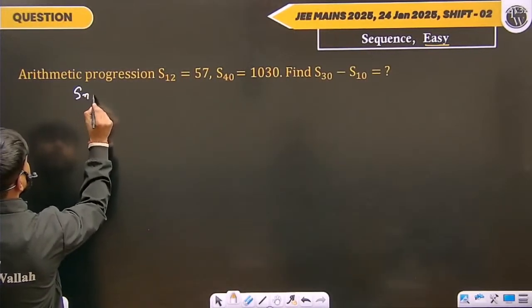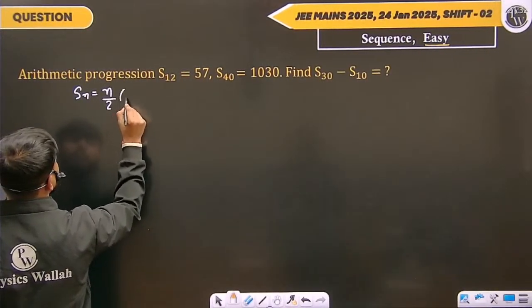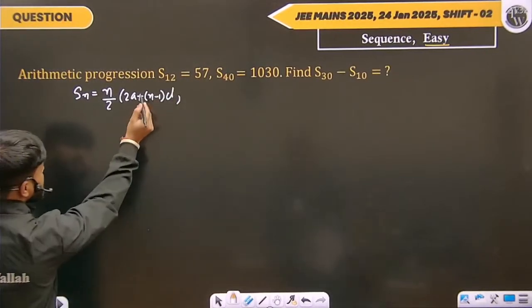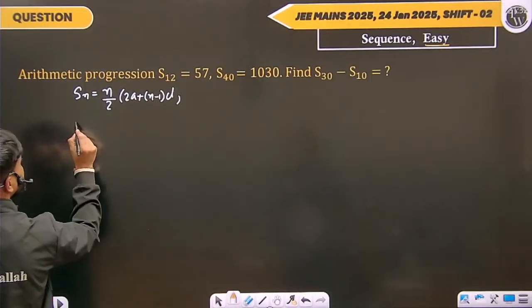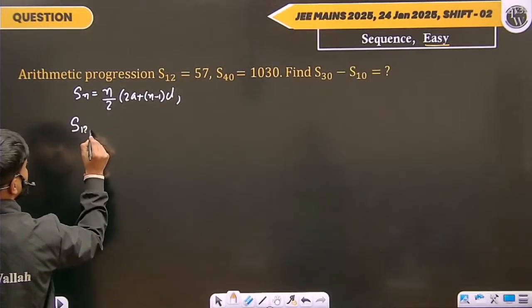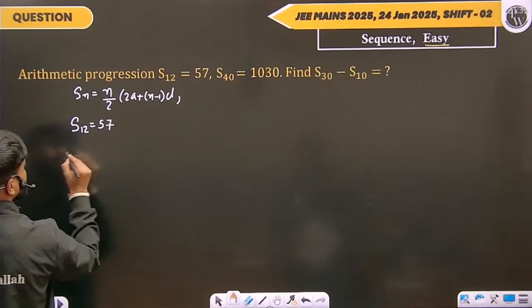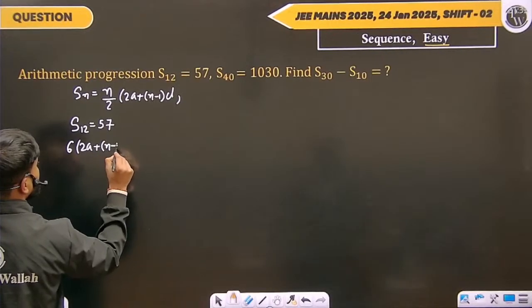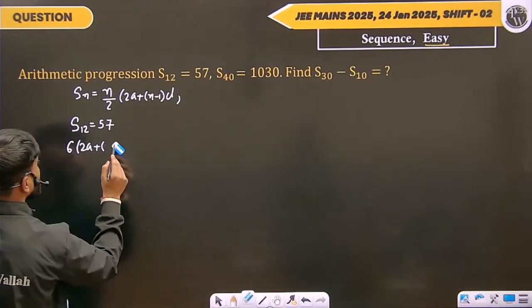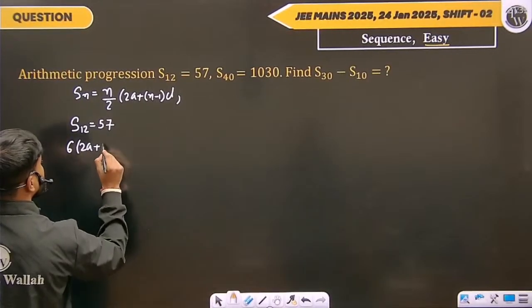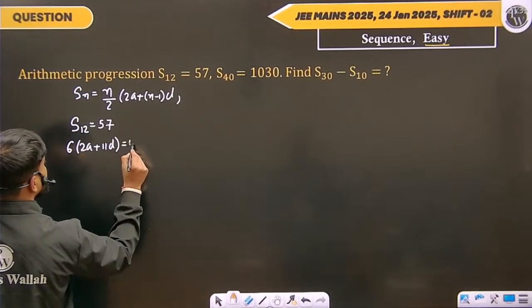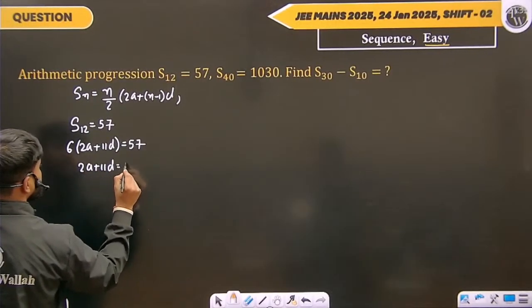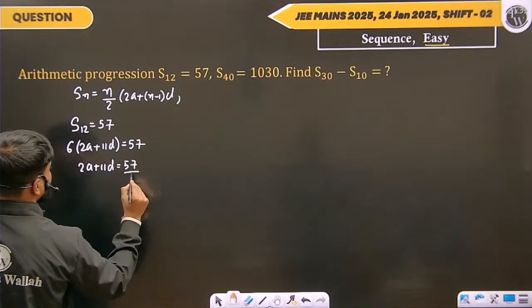You know the value of Sn: it is n by 2 times (2a plus (n minus 1)d). Now what is the value of S12? It is 57. And it is 6 into (2a plus (n minus 1)d). Here the value of n is 12, so it is 11d, equal to 57. So 2a plus 11d is 57 upon 6.